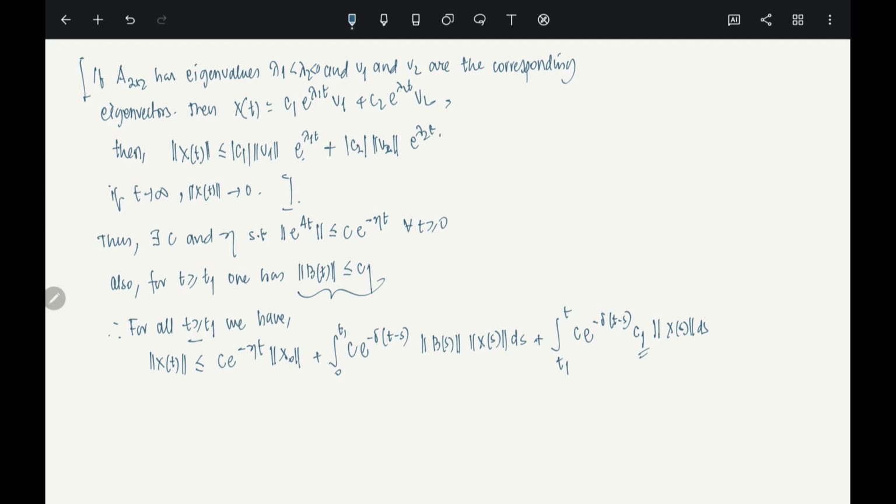Okay, once that is true, if we define, I will take e to the power eta t to the other side, so define w of t to be e to the power eta t times the norm of x of t. Clear? Therefore, what do we have?